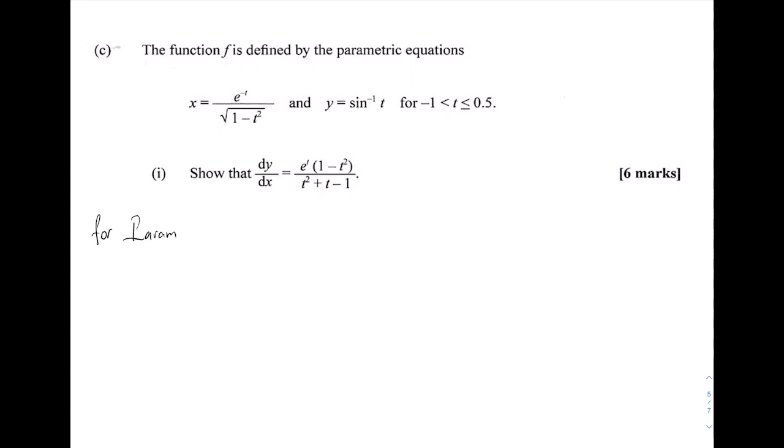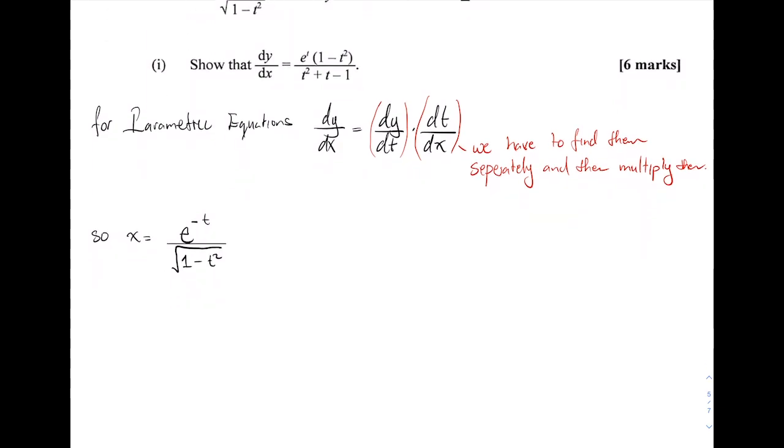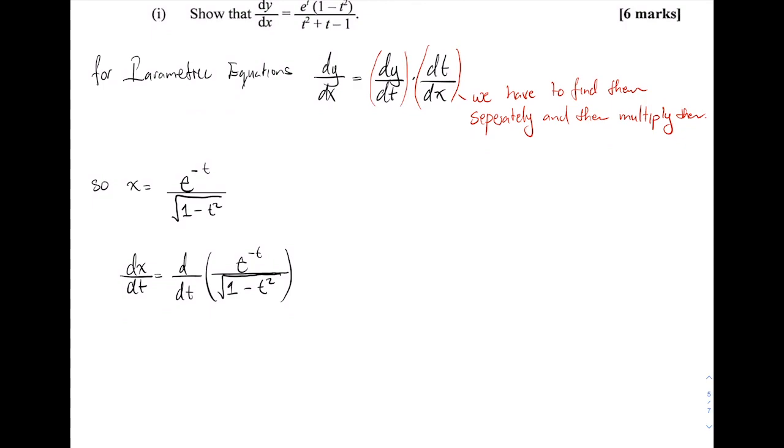So, for parametric equations, dy/dx is equal to dy/dt times dt/dx. So, we have to find them separately. This is an important note, and then multiply them. So, we have x equals e to the minus t divided by the square root of 1 minus t squared. So, dx/dt is equal to the derivative of e to the negative t divided by the square root of 1 minus t squared. Here, we have to recognize that we must use the quotient rule of differentiation.